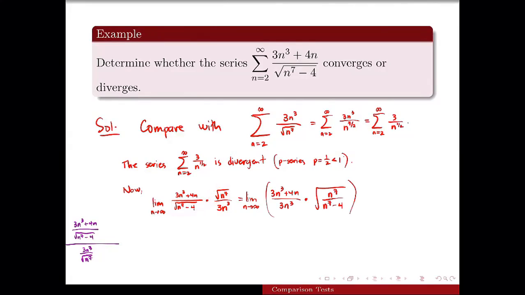But you see, as n approaches infinity, look at this. Polynomial over polynomial, same degree. So we just use the coefficients. Similarly for this, polynomial over polynomial, same degree. So we just use the coefficients. And then you take the square root. So this is just equal to 1. And again, this is greater than 0.